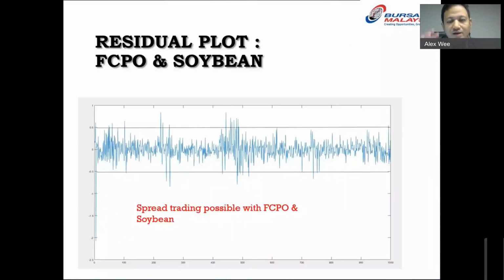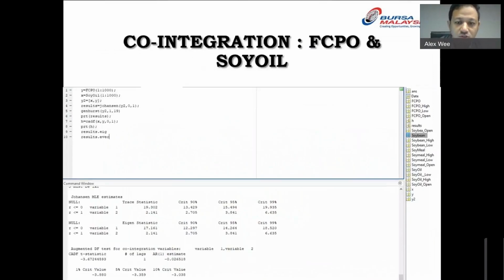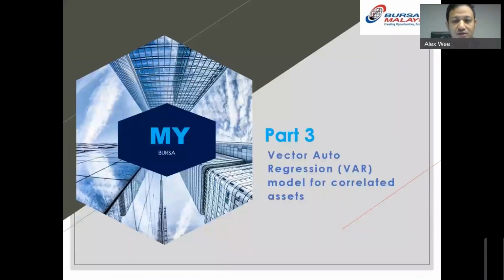Okay. Now we identify the input. What products to put into this model? What are the inputs for the model? For example, if you want to create an intermarket quantitative model for FCPO, soya bean seems to be a good choice of input, and soya oil also seems to be a good choice. And earlier for FKLI, if you want to do an intermarket model, Hang Seng seems to be a good choice, and Dow Jones YM seems to be a good choice.